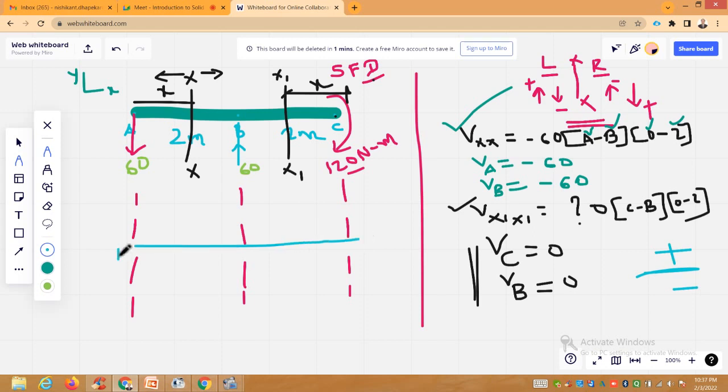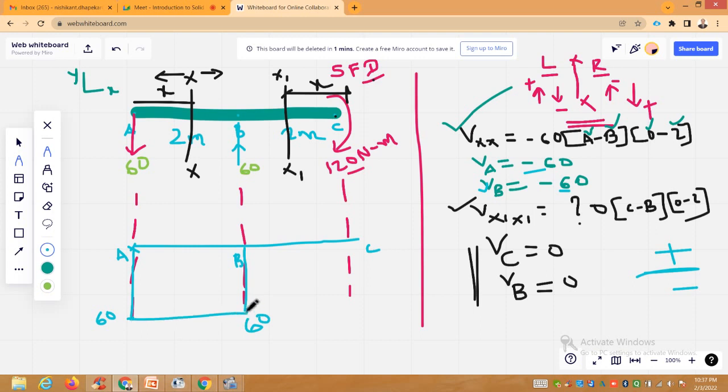So this is A, this is B, and this is C. So start with this VA. At point A, you are getting minus 60. Minus 60 means it is below. This is this. VB minus 60. So at point B, negative values, I am plotting below this line. So minus 60, same ordinate. I am getting like this. I will join this with a straight line.